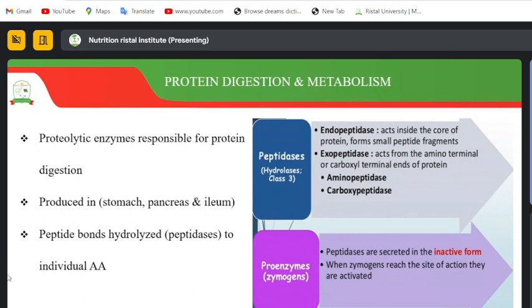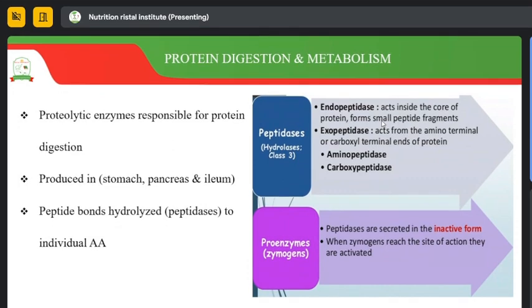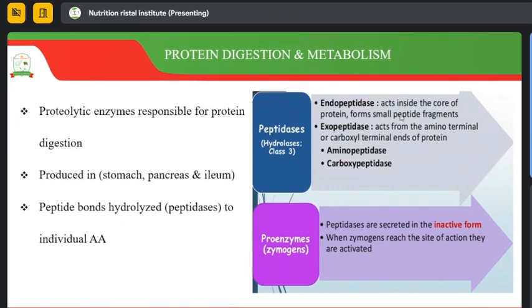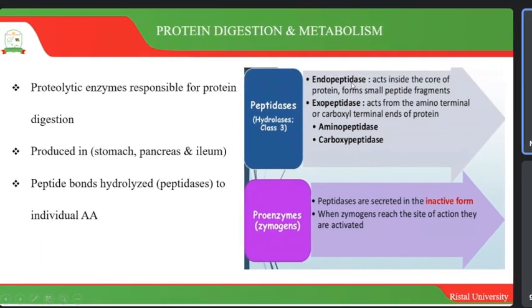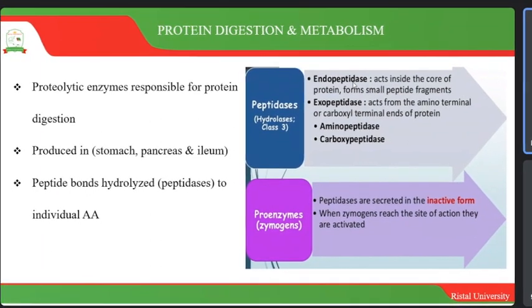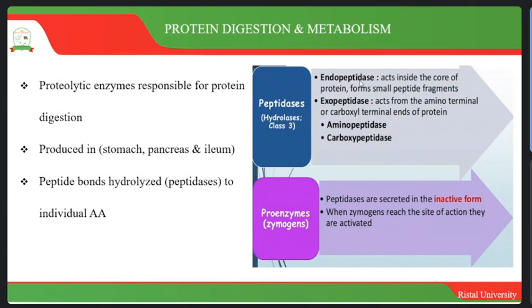What you're seeing here is amino acids, and these enzymes are called peptidases. These peptidases are of different types. One type is the endopeptidase. These act inside the core of proteins, and they form small peptide fragments. So a whole, big, fully formed protein is broken down into smaller fragments by endopeptidase. The second type of peptidase is exopeptidase.